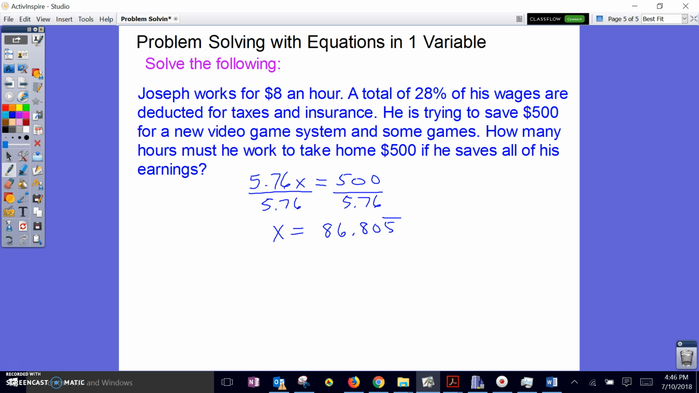This does represent the number of hours, but we don't want to say that he works 86.805 repeating hours. We're going to go up to the next hour, because if he works less than 86.805, he's not going to make the $500 that he needs. So we're not going to round it to 86. We're instead going to round it to 87. And so Joseph must work 87 hours.